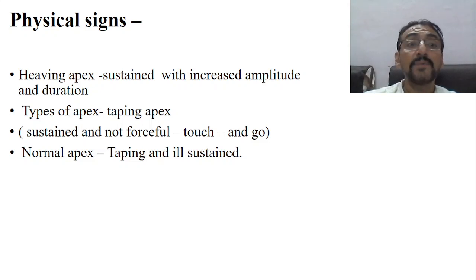ओके, सो टाइप ऑफ एपेक्स, एपेक्स में जो आप देखेंगे तो हीविंग एपेक्स देख लिया. दूसरा टाइप का एक एपेक्स है दैट इज कॉल्ड एज अ टैपिंग इफेक्ट. टैपिंग इफेक्ट मीन्स इट्स सस्टेन एंड नॉट फोर्सफुल, टच एंड गो टाइप का है. ठीक है, ये तो रिपीटेड एक्सपीरियंस से पता चलेगा. ओके, एंड नॉर्मल एपेक्स बीट कैसे रहता है? टैपिंग एंड नॉट सस्टेन. ओके, दिस आर द फिजिकल फाइंडिंग्स.